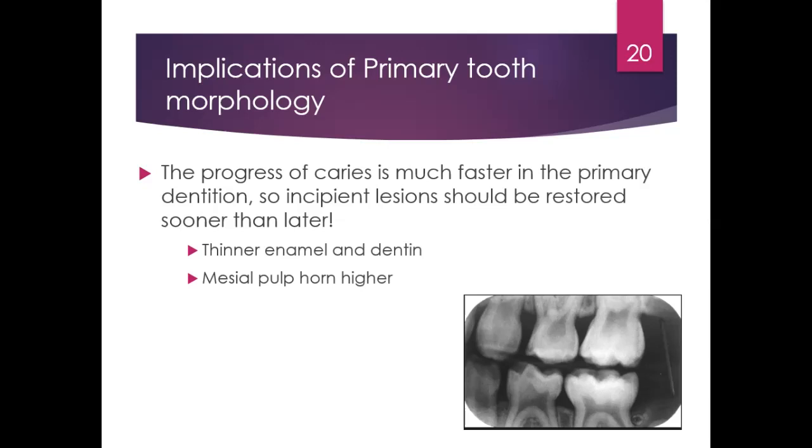So, implications. Caries progression is much faster in primary dentition. Why? Because the enamel is a little bit thinner, as well as the dentin. So incipient lesions should definitely be treated as soon as possible.